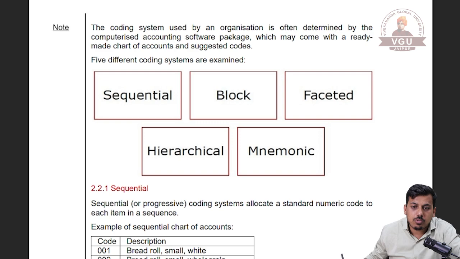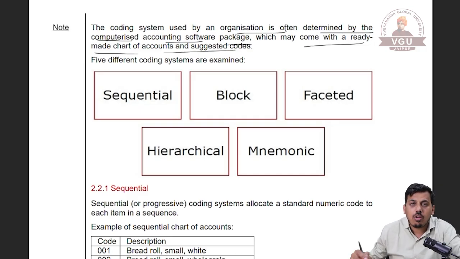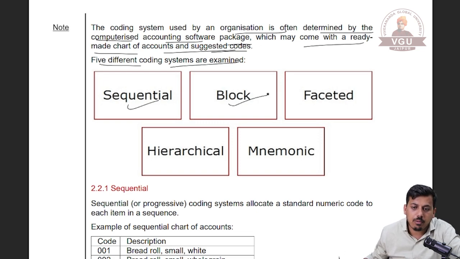The coding system used by an organization is often determined by the computerized accounting software package, which may come with a ready-made chart of accounts and suggested codes. So we often purchase a coding system from a third party, which already has codes enabled and ready to use. They have also suggested codes, so we can use these suggested codes in the product. Five different coding systems are examined: first sequential, then blocked, then faceted, hierarchical, and mnemonic.